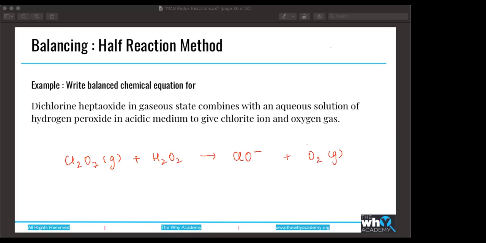Ma'am, what is chlorine's oxidation state? So that you'll have to figure out based on this, right? So in Cl2O7 it won't be minus 1, because chlorine has variable oxidation states. It will be plus 7.